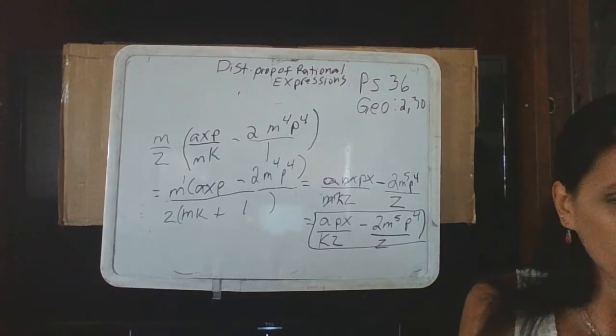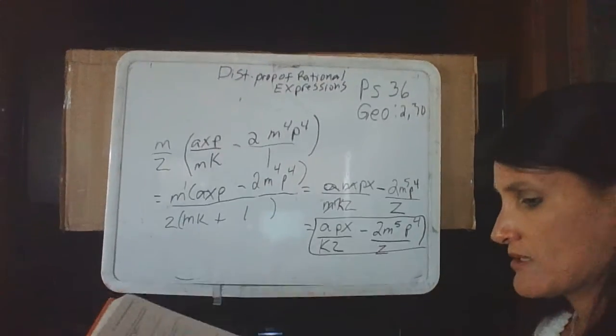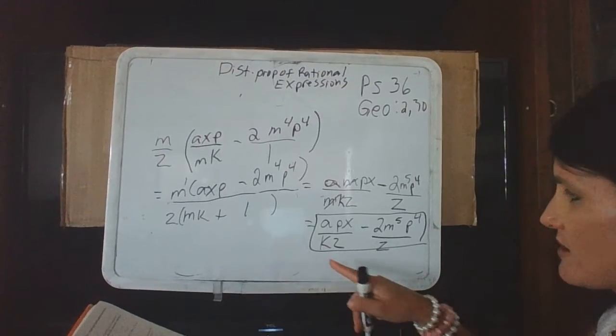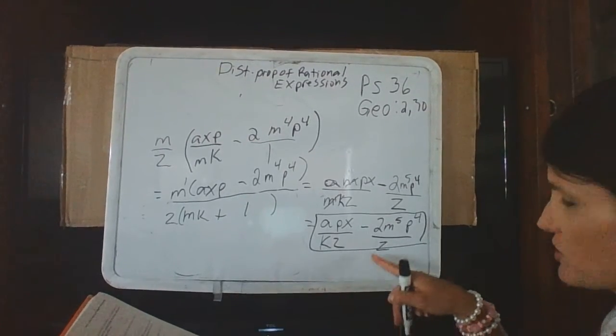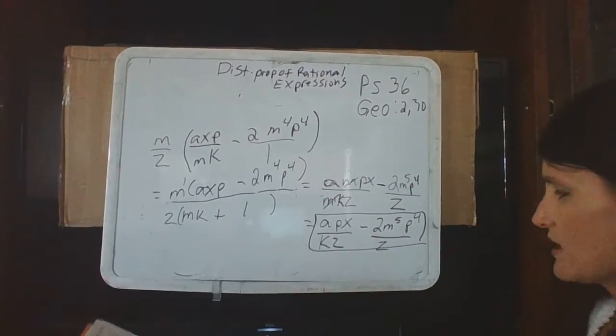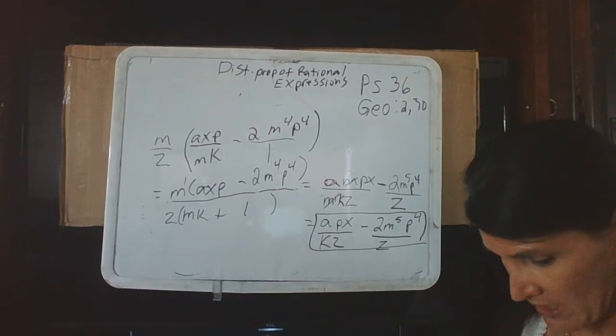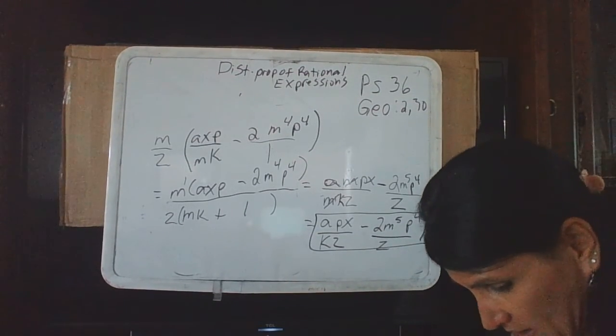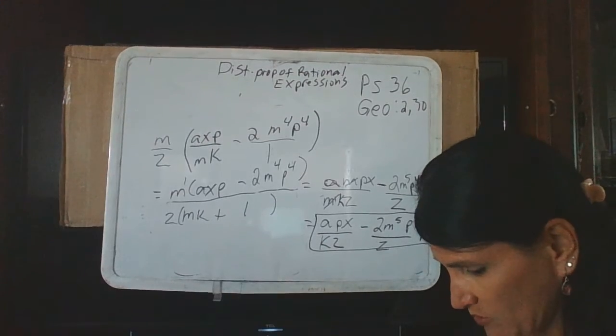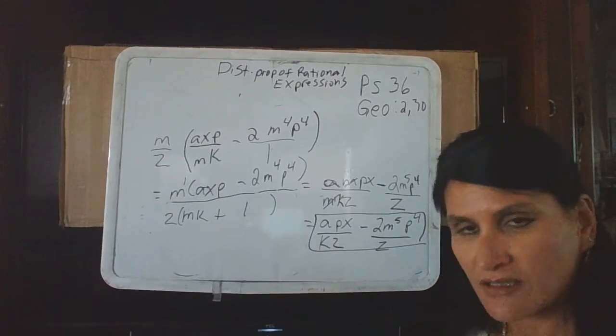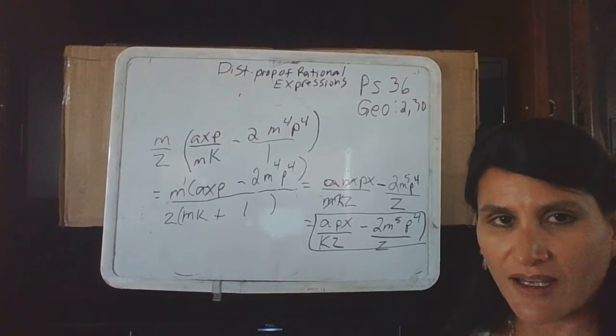Now let me verify that again, because sometimes I do make mistakes here. So we have apx over kz minus 2m to the 5th p to the 4th over z. Yes, that is correct. Okay, so that is how you use this particular property. Now I need to go over the second concept, so I'm going to pause the video and pick it up.